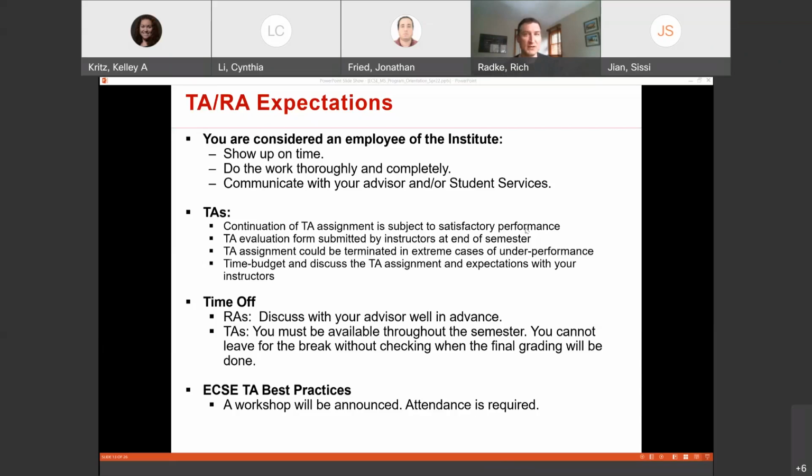Again, all this stuff I think will be covered if we have our regular TA best practices workshop, which is held by former TAs, and I think that would really be helpful if you're a TA.